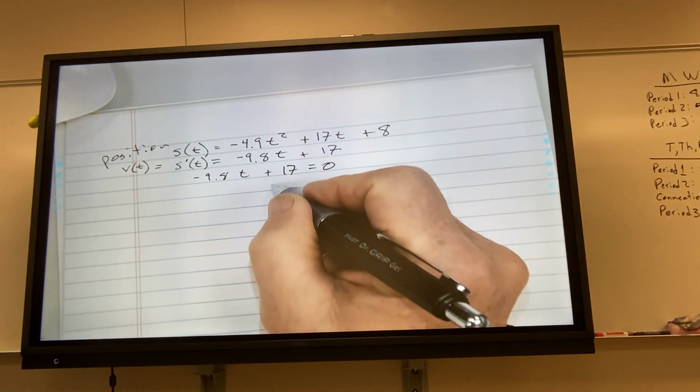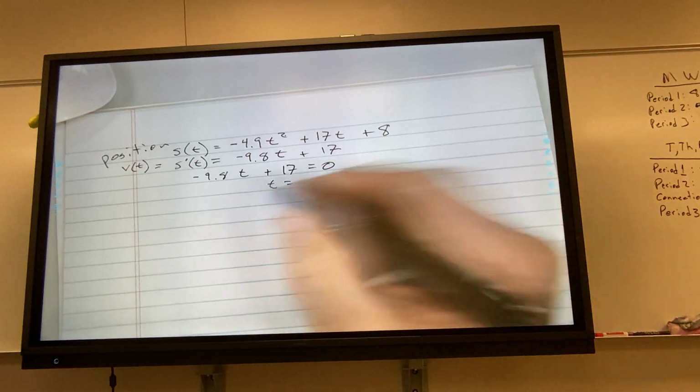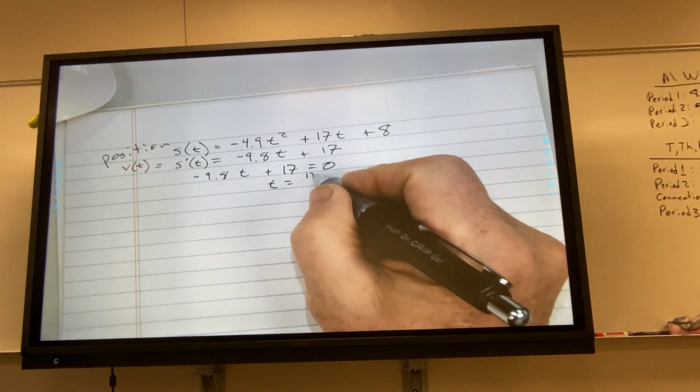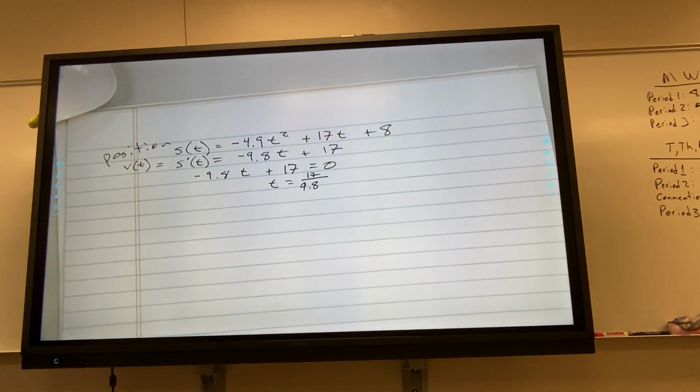And I would solve for that. I subtract 17, then I divide by negative 9.8, so it's whatever 17 divided by 9.8 is, correct? And I could do that on my calculator. And at that particular time, that object is at rest. Would everybody agree? Can I figure out the acceleration?